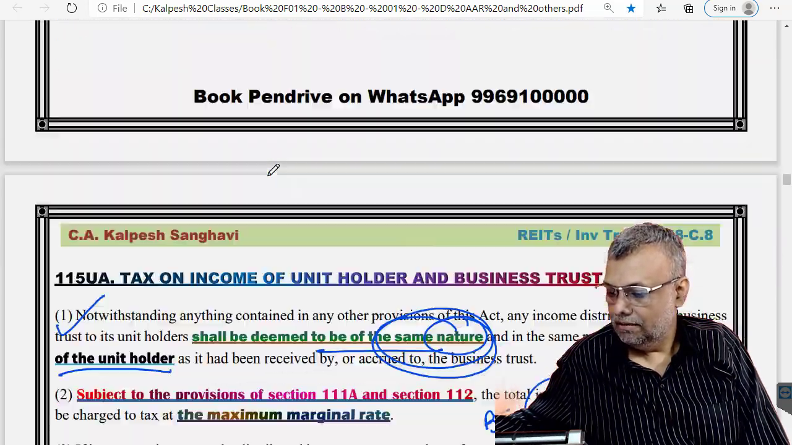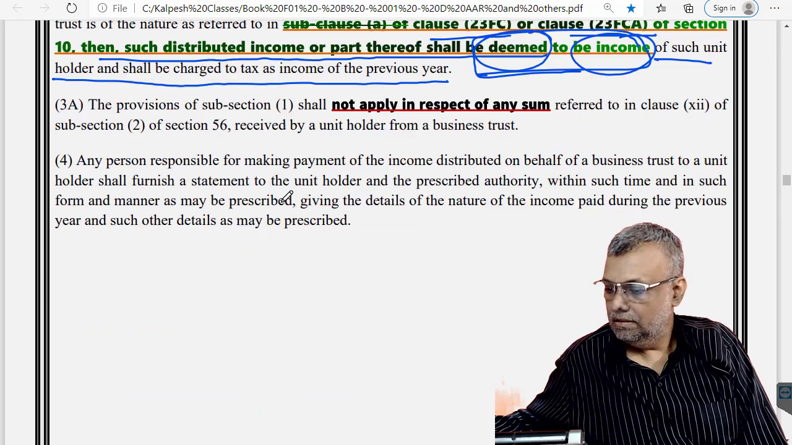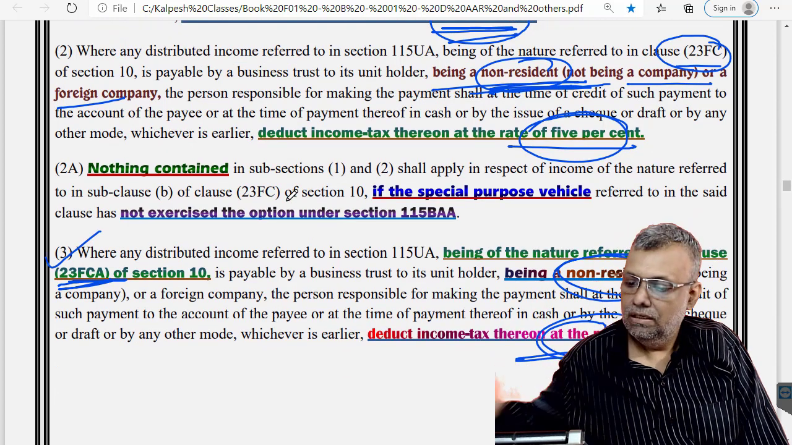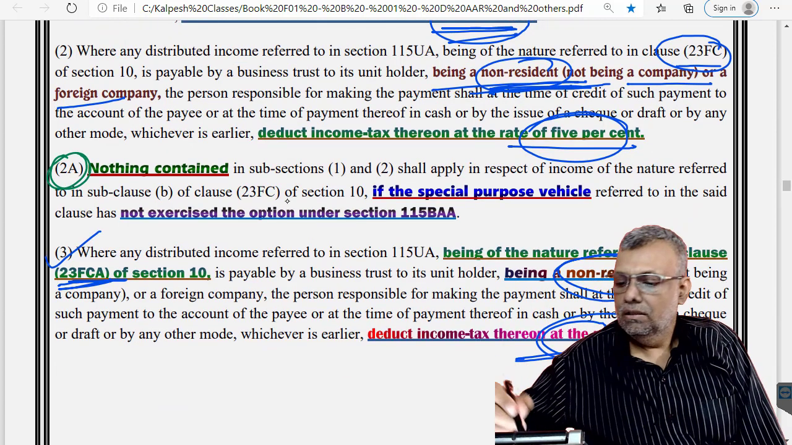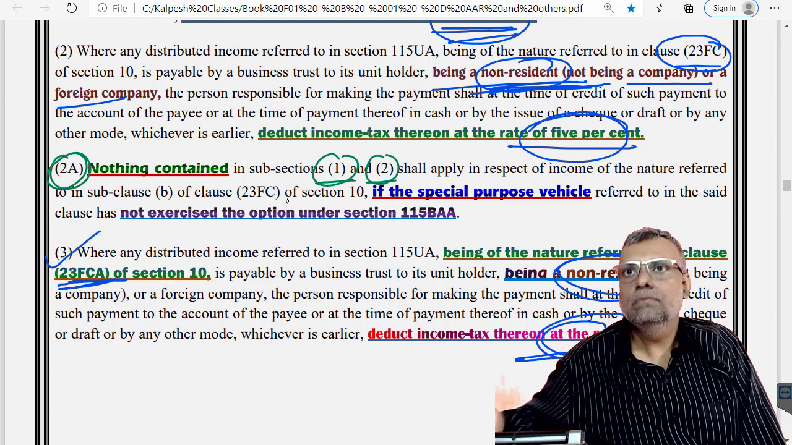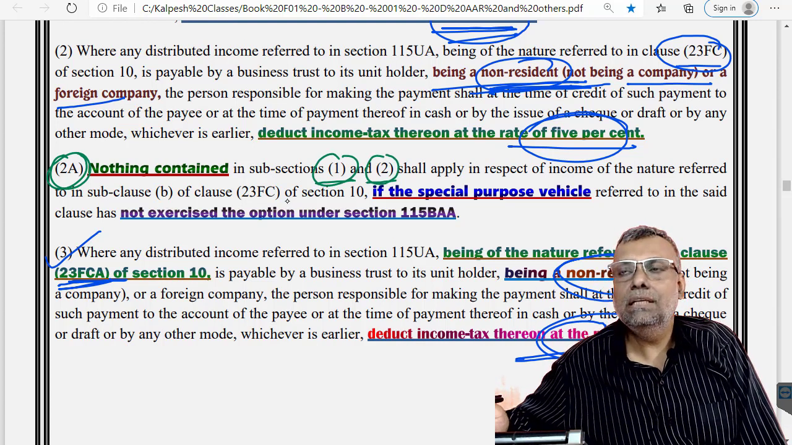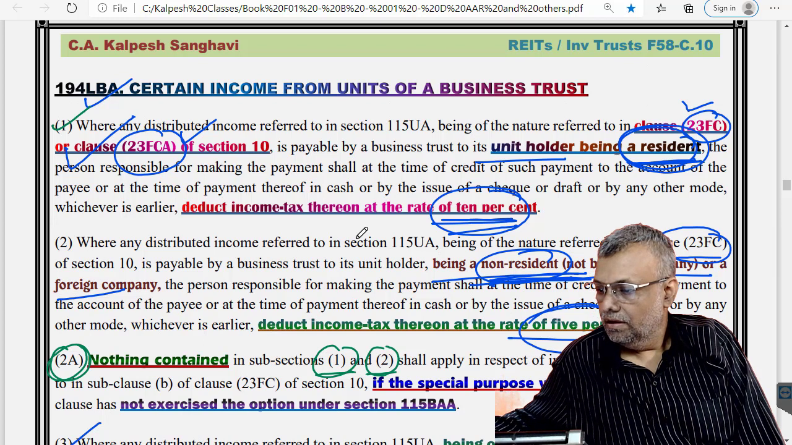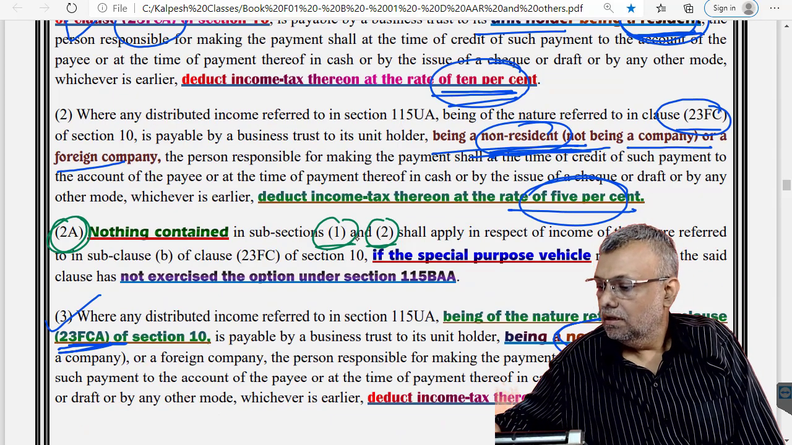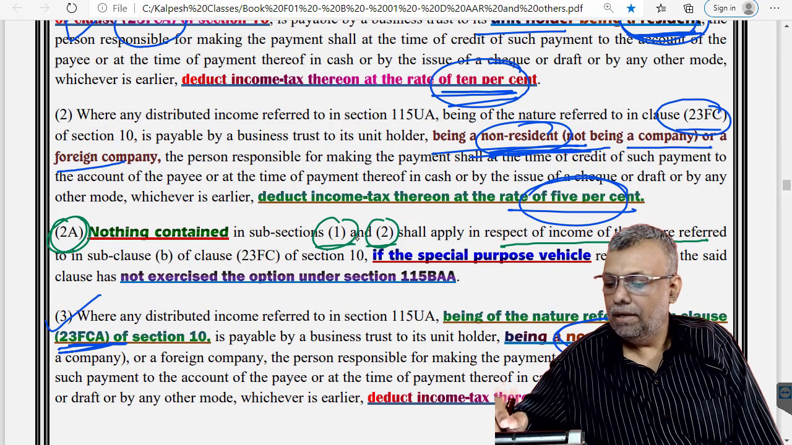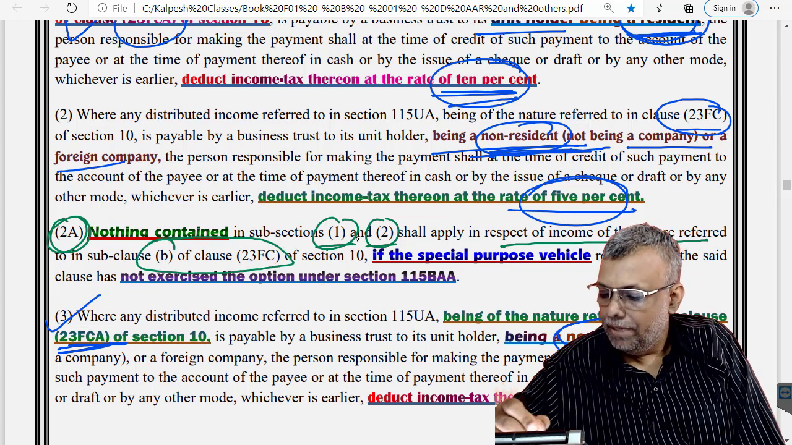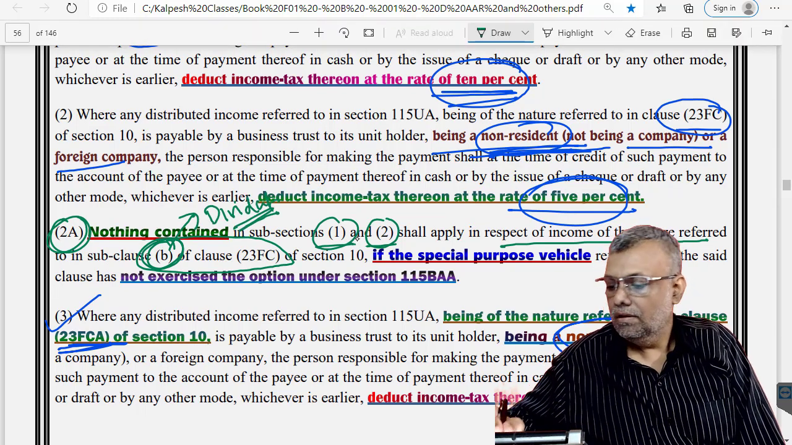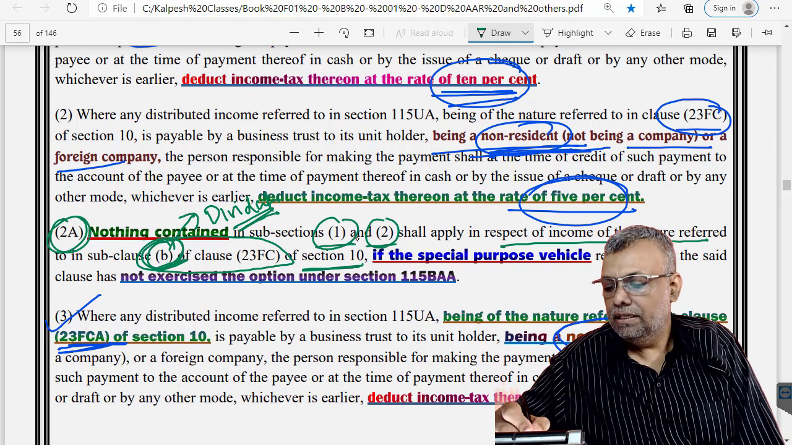And this is one of the points that can really be catchy sometimes. One second, let me scroll to the TDS provisions. Look at this subclause 2A. Nothing contained in clause 1 or 2, which is basically the above clause, will apply with respect to 1023 FC B income. This B income is basically the dividend income.